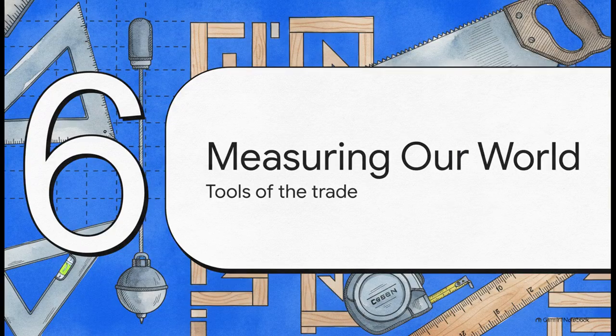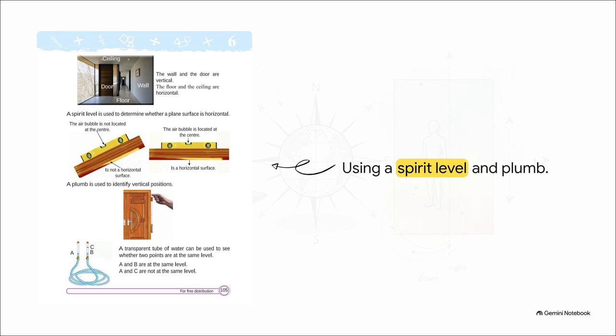Section 6. Measuring our world. Tools of the trade. Now think about the brilliant yet beautifully simple tools that builders use to measure these exact planes. First, there's a spirit level. It uses a tiny air bubble trapped in liquid inside a small vial. When that little bubble rests exactly in the center between 2 painted lines, you know mathematically that your surface is perfectly horizontal.